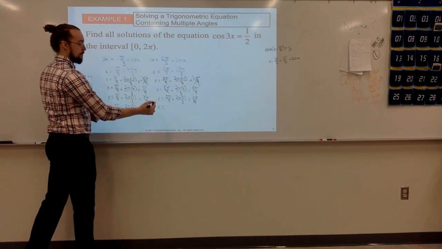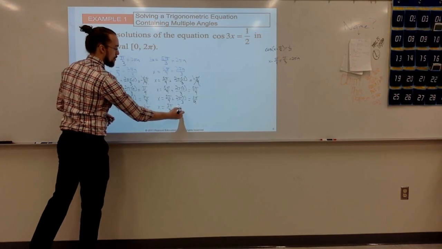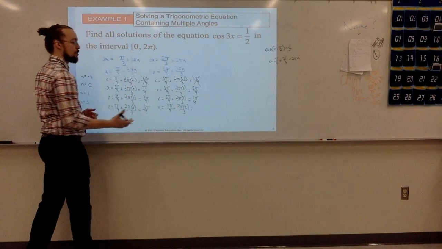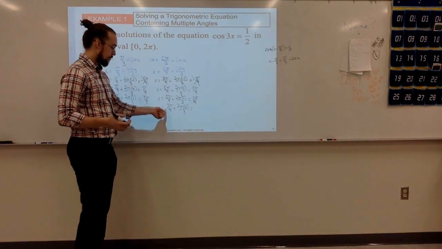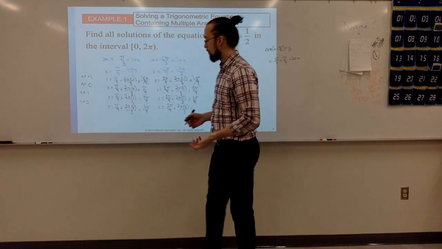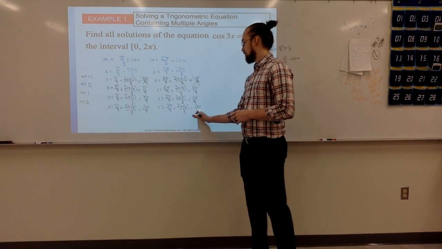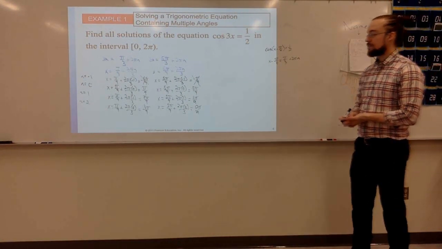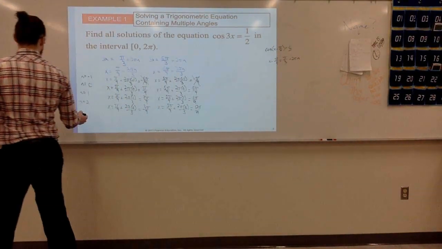Same thing over here. 5 pi over 9 plus 2 pi times 2 over 3. So 4 pi over 3 is 12 pi over 9. So 5 pi over 9 plus 12 pi over 9 would be 17 pi over 9. And that is still in my range. So let's try n equals 3.